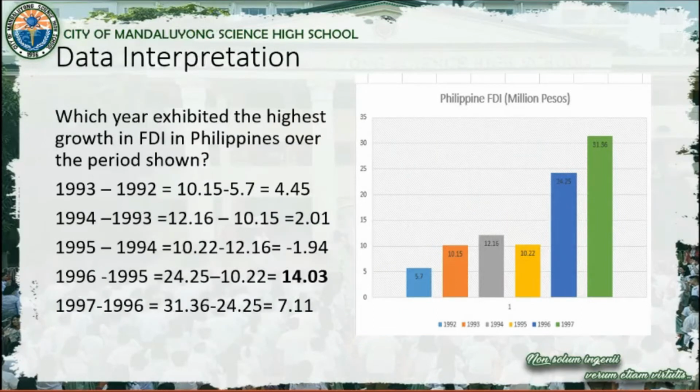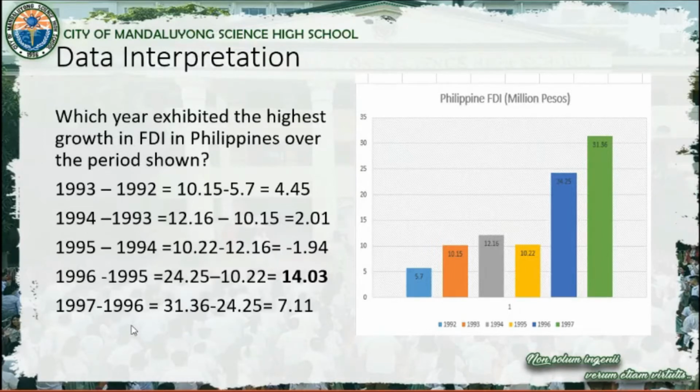And then question number 3, which year exhibited the highest growth in FDI in the Philippines over the period shown? Okay, so para makita lang natin yung highest year by subtracting the previous year from the present year. So from 1993 minus 1992, that is 10.15 minus 5.7 equal to 4.45. And then 1994 minus 1993, so 12.16 minus 10.15 equal to 2.01.